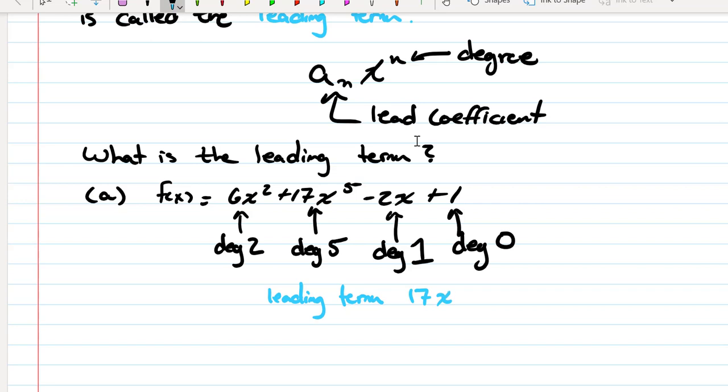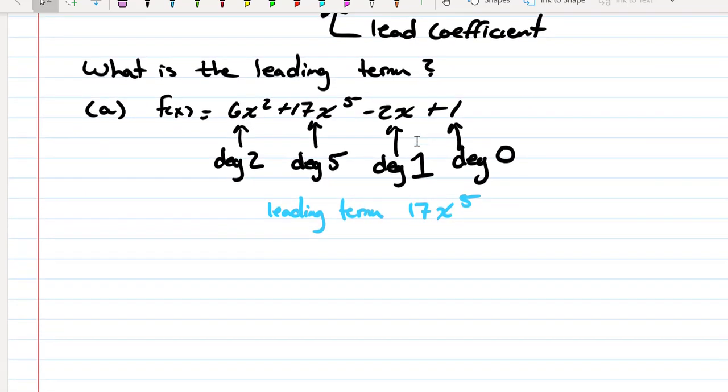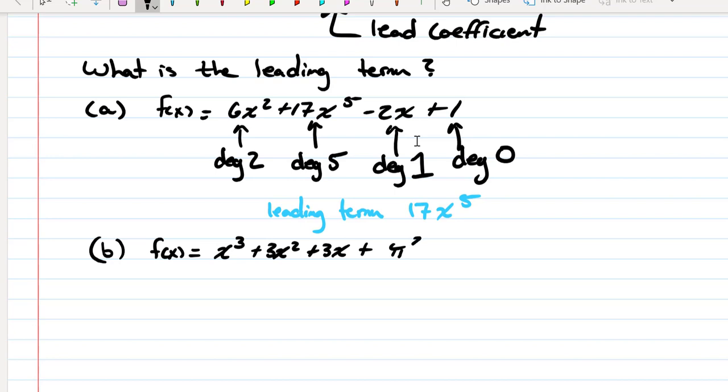Is 17x to the fifth. All right, let's take a look at one more. And I'm going to warn you in advance, I am trying to trick you in the next one. So what if I have f of x is equal to x cubed plus 3x squared plus 3x plus pi raised to the 20th power?